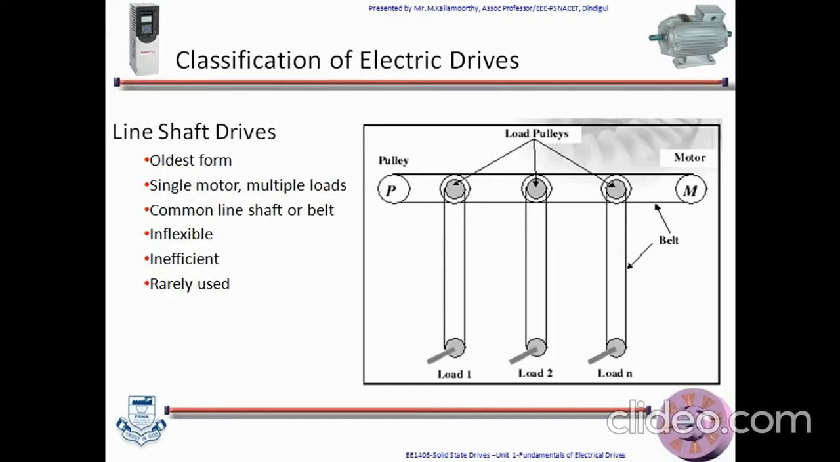So even though this line shaft drive is the oldest form of a drive, it has an advantage that the machine rating required to drive all the end loads is comparatively less when compared with individual drive, because the aggregate value of ratings of individual motors required to drive each equipment will definitely be more when compared with the single drive. But these group drives are not used because of the following disadvantages.